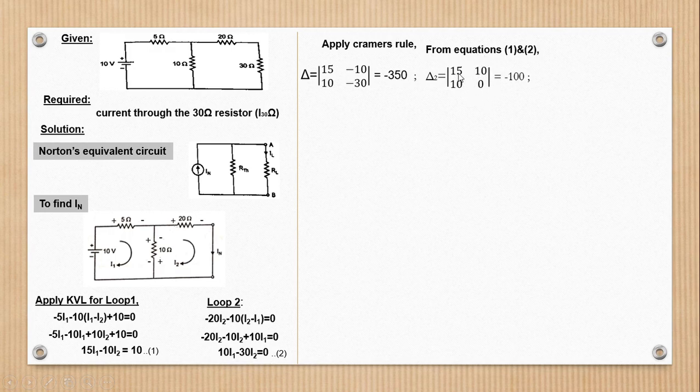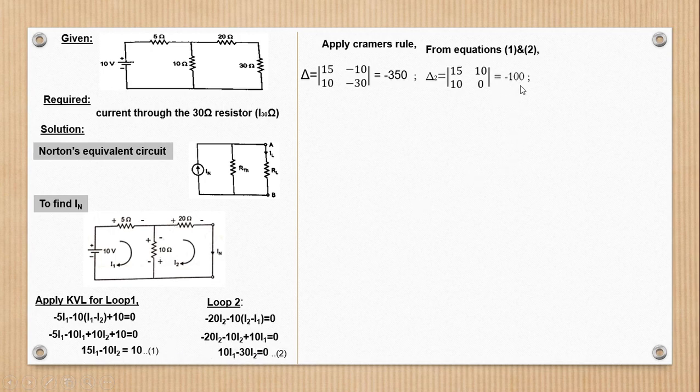We have to understand that the second column of the del matrix has been replaced here. Instead of writing minus 10, the right hand side of equation number 1 is considered, that is plus 10. Instead of writing minus 30, we have written 0. 0 is nothing but the right hand side of equation number 2. So the second column of the del matrix is replaced using the right hand side of equations 1 and 2.